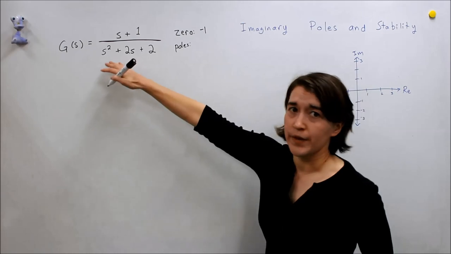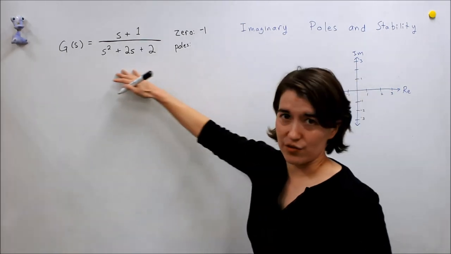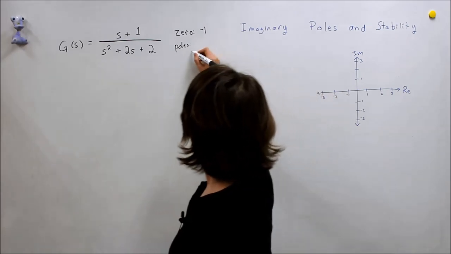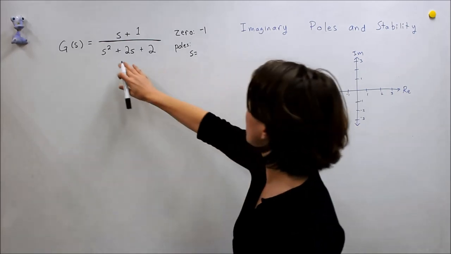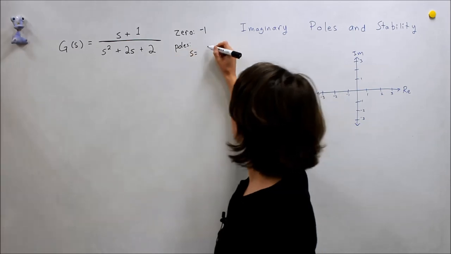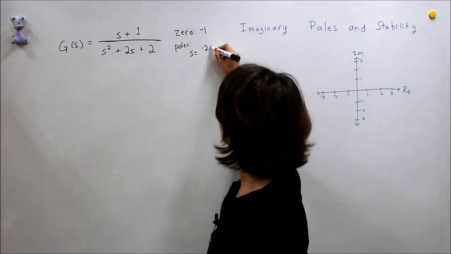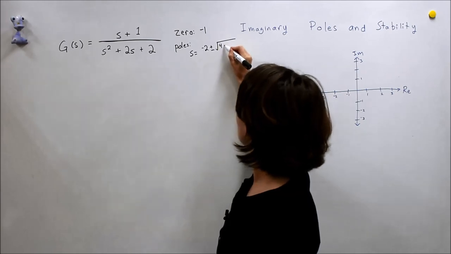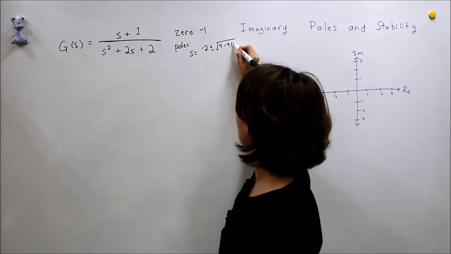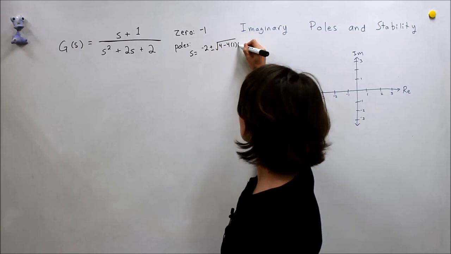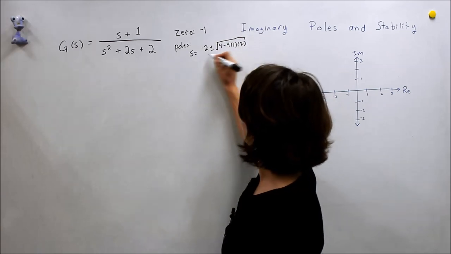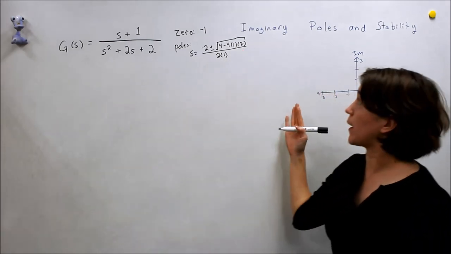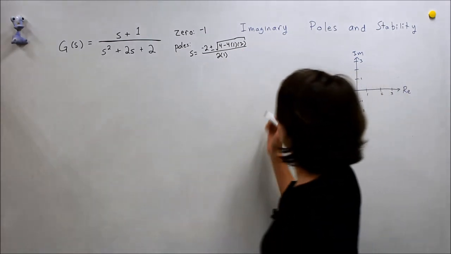All right, so we can't factor this directly, so we have to use the quadratic formula. For that, we have to find s equal the opposite of b, so -2 plus or minus the square root of b squared minus 4ac, where a is 1 and c is 2, all of that over 2 times a. So there's our setup, and now we just need to solve for this.